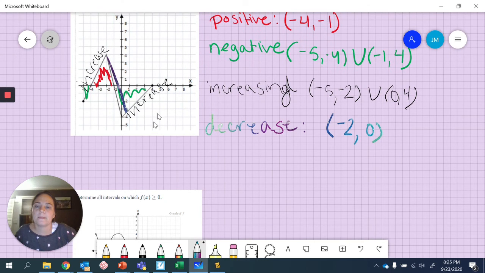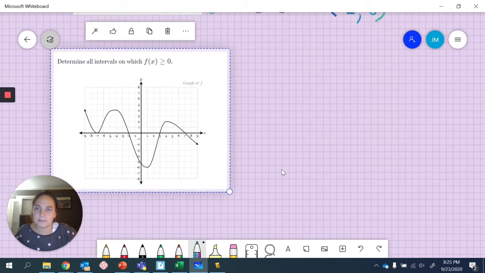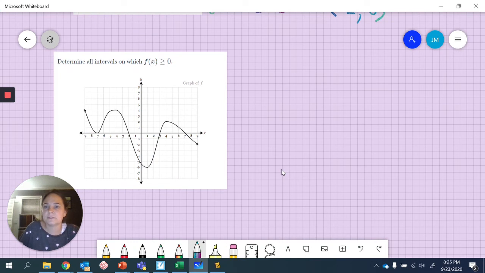And this is an example of a problem you're going to see on Delta Math. It says determine all intervals on which f of x is, oh my goodness, what does that symbol mean? So we need to make sure we understand what that symbol means. This is saying where y is greater than or equal to 0. So this notation is another way of saying we want the positive intervals, okay?